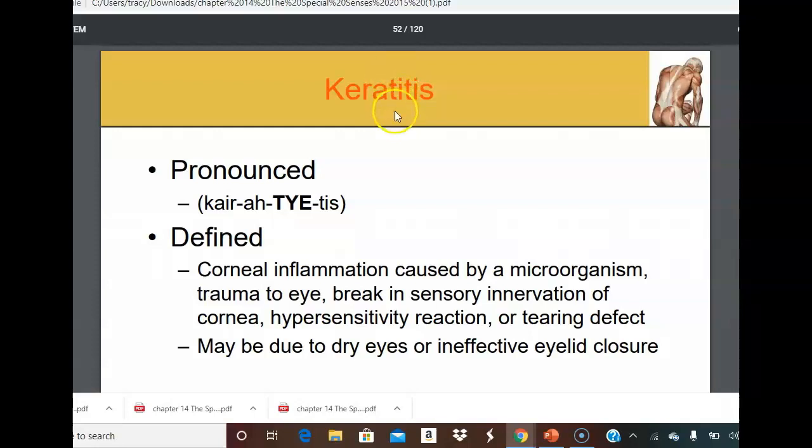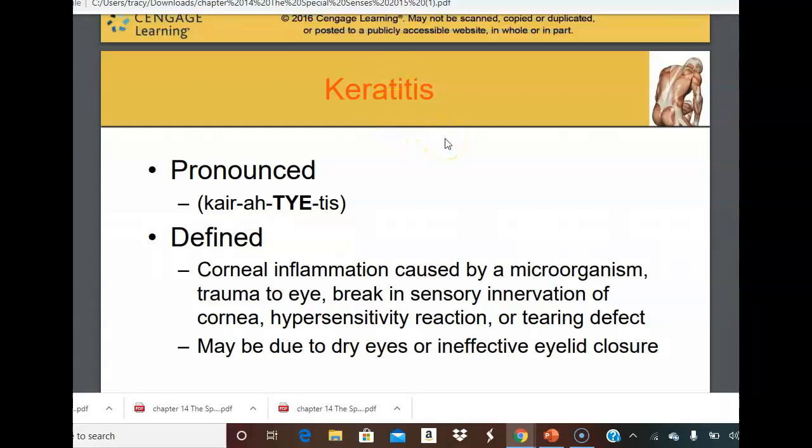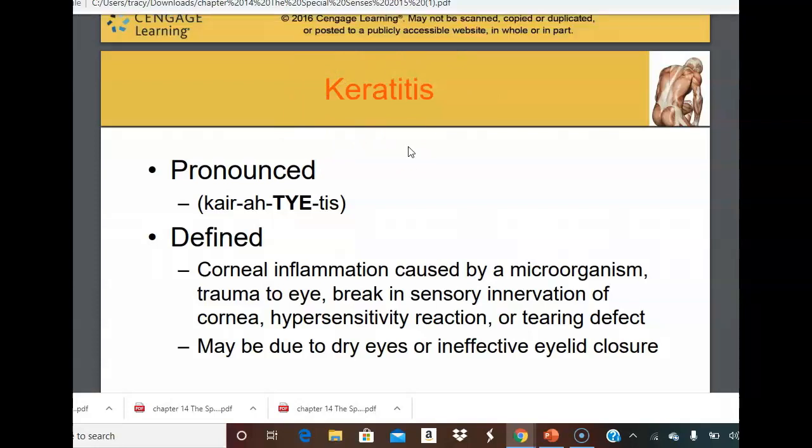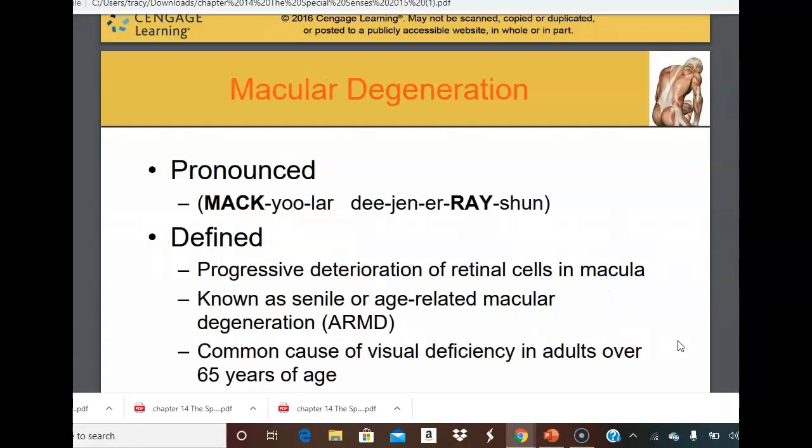So keratitis, remember kerata refers to keratin, but it also refers to cornea. So keratitis would be a corneal inflammation caused by a number of different things. It could be organisms of some sort, trauma, hypersensitivity reaction, tearing. But this condition is why it's very important to keep the eye lubricated. Dry eye situations or people that have issues with that can lead to keratitis. And when you get inflammation of the cornea, it can cause numerous problems. It can also be caused from ineffective eye closure. So people that have blepharoptosis or entropion or ectropion can be at risk for this.